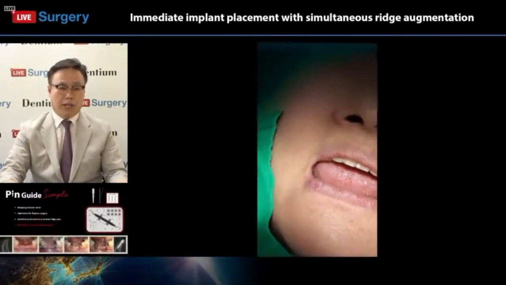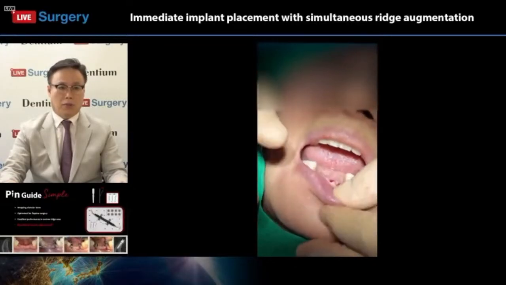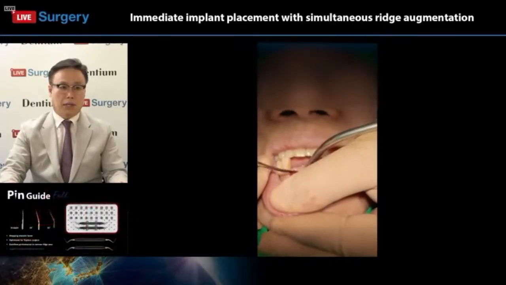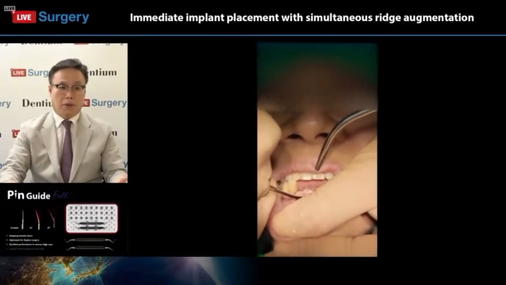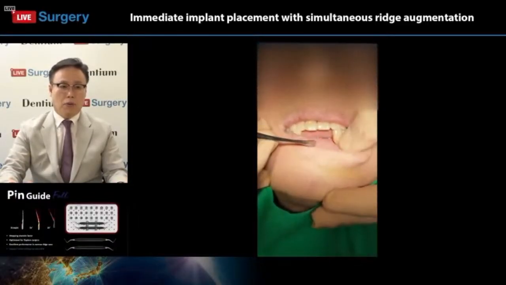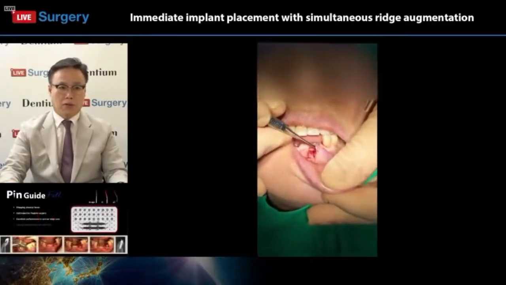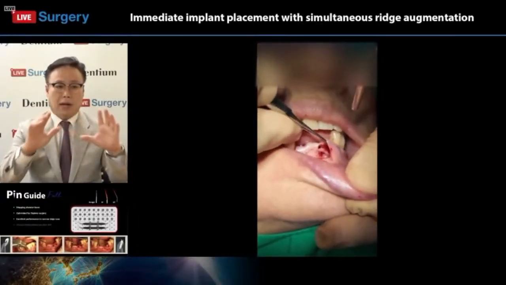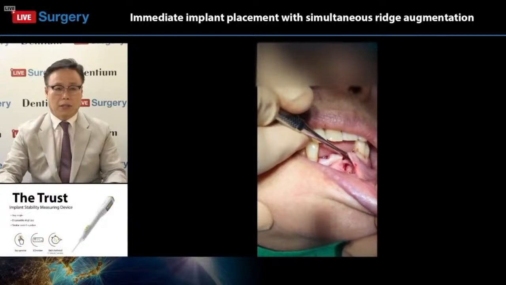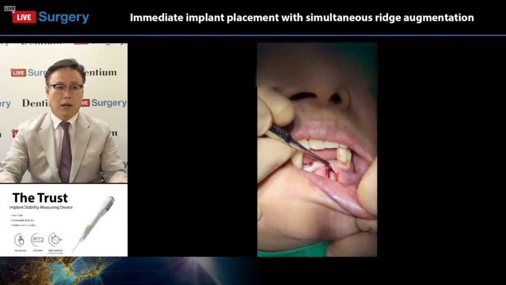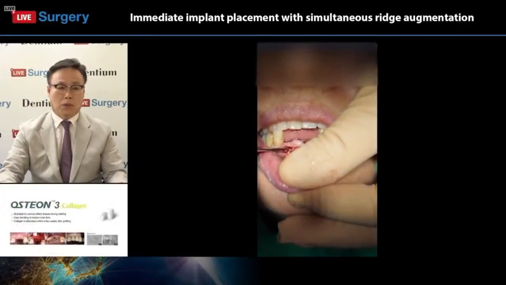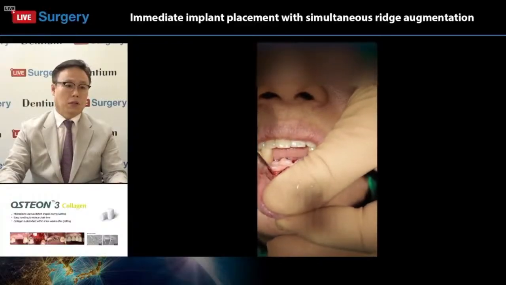I think this patient already had the dehiscence defect in the buccal side. So now we have to decide. I decided to place the implant a little bit deeper. If you place the implant a little bit deeper than usual, we can probably minimize the size of the dehiscence defect around the implant, and also evaluate the location of the crestal bone on numbers 31, 32.